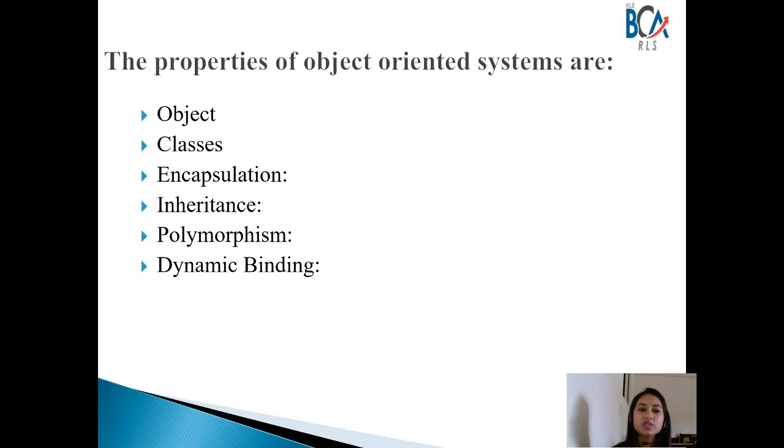And polymorphism. So it is the ability of performing multiple functions. So it means that even though the method names are same, their actual meaning is dependent on the context of the class from which they are called, and they accomplish different tasks. And the last property is dynamic binding. So it is an association between the data and methods with the objects. So these are the properties of object oriented system.